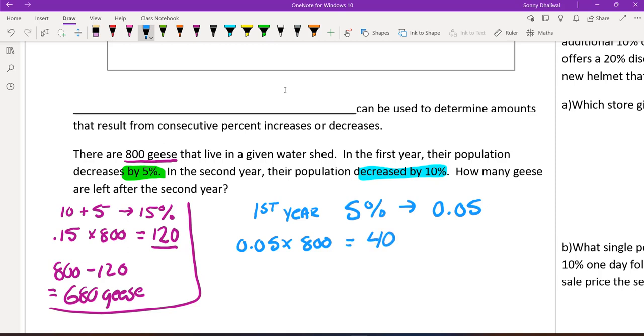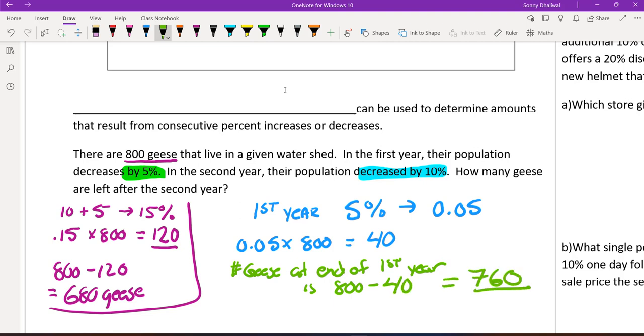So this is saying our population went down by 40. So how many geese are there at the end of the first year? 760. Number of geese at the end of the first year is 800 minus 40, which is 760 geese. So this is how many geese we have at the beginning of year 2. Oh, that makes sense.